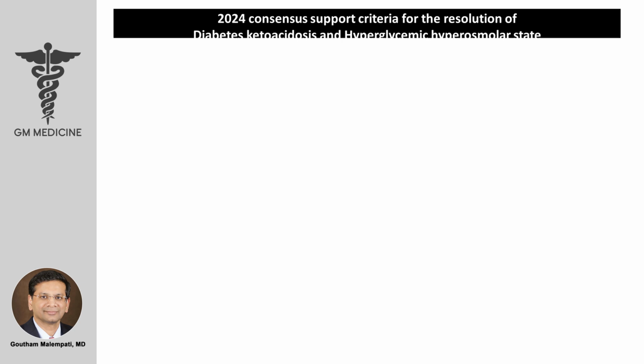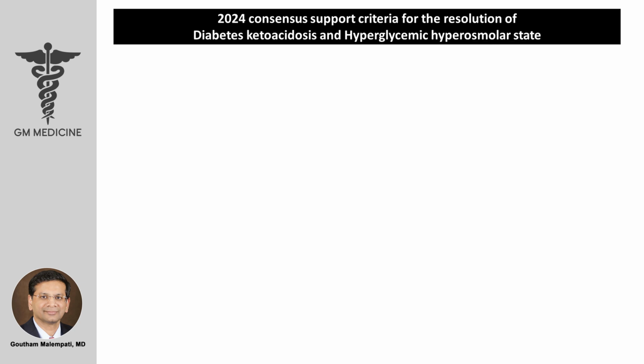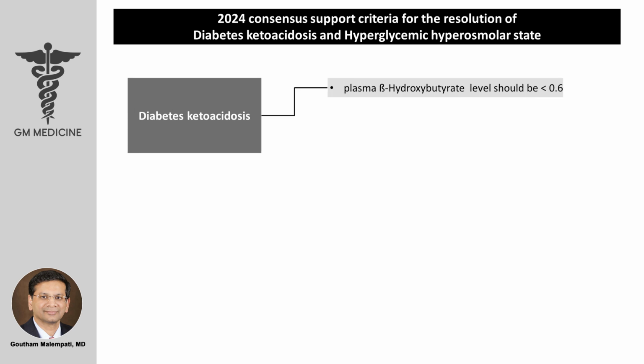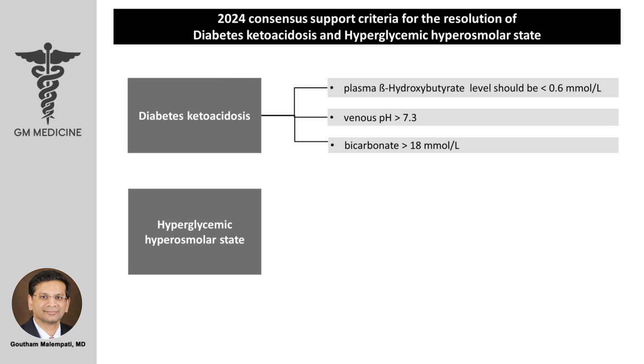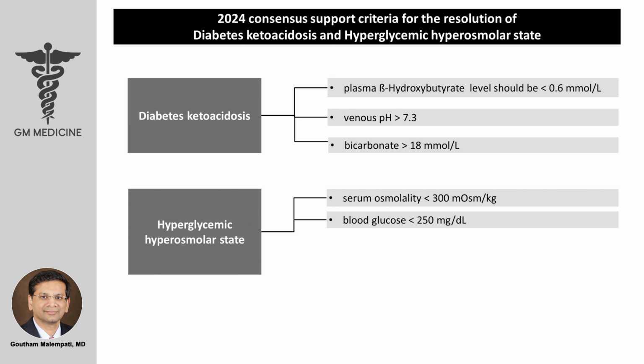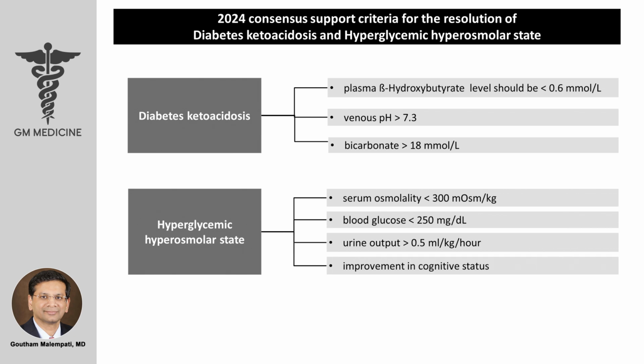2024 consensus report criteria for the resolution of diabetic ketoacidosis and hyperglycemic hyperosmolar state. For diabetic ketoacidosis, plasma beta hydroxybutyrate level should be less than 0.6 millimoles per liter and venous pH greater than 7.3 or bicarbonate greater than 18 millimoles per liter. For hyperglycemic hyperosmolar state, serum osmolality should be less than 300 milliosmolar per kg, blood glucose less than 250 milligrams per deciliter, urine output greater than 0.5 ml per kg per hour, and improvement in cognitive status.